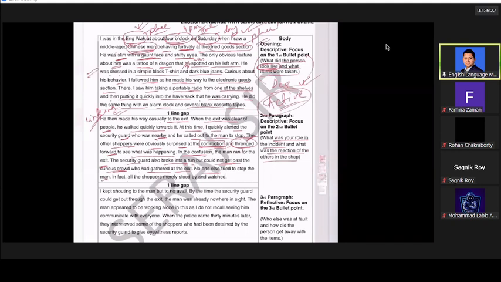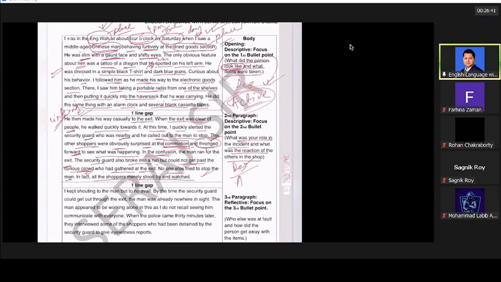No one else tried to stop the man. In fact, connective device, all the shoppers merely stood by and watched. Okay, so it was their reaction. So remember, in directed writing, always read the question, especially the 3 bullet points, and also make sure that you are not missing out any bullet point. Remember that. Okay, so this is also a descriptive paragraph we found out, and also mostly active voice, no passive, mostly active voice.